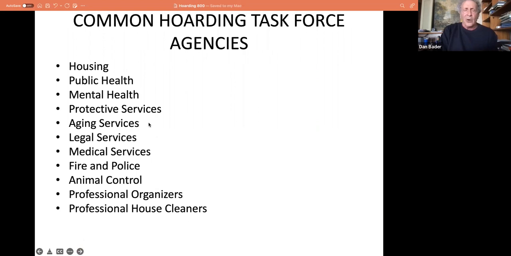Okay, so the common hoarding task force agencies, there's a lot of them: housing, public health, mental health, protective services, aging services, legal services, medical services, fire and police, animal control, professional organizers, professional house cleaners. Now, it costs a lot of money, by the way, to get an organizer, like you see in the hoarding reality stuff. You have an organizer who's going to help the person decide what to throw away, what to save, what to sell, etc. And then you have the professional house cleaners if it's a really serious thing. And again, it can cost $5,000 to $10,000 depending on what the situation is.